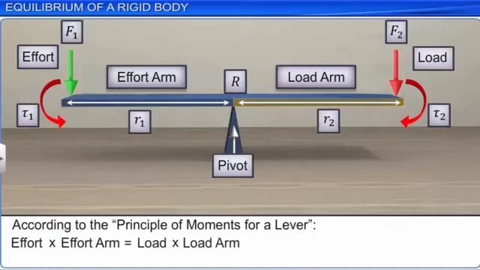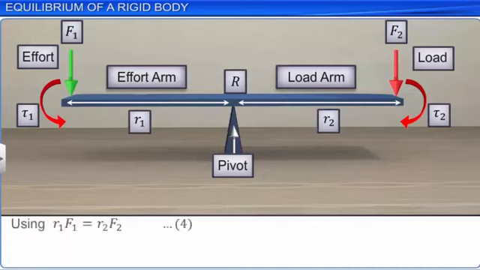Equation 4 can be used to find the mechanical advantage of a lever. Mechanical advantage is equal to effort arm by load arm.